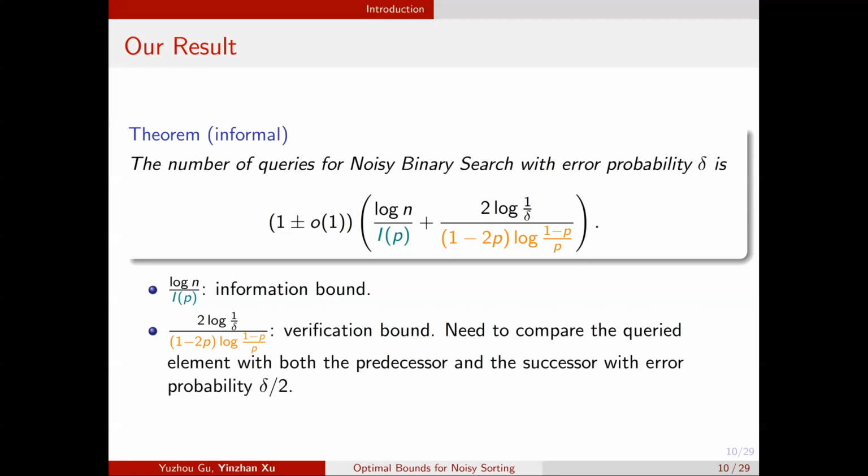And each comparison needs to be correct with error probability roughly delta. And so we have to make two comparisons, and each comparison has error probability roughly delta. We get the second part of our bound.